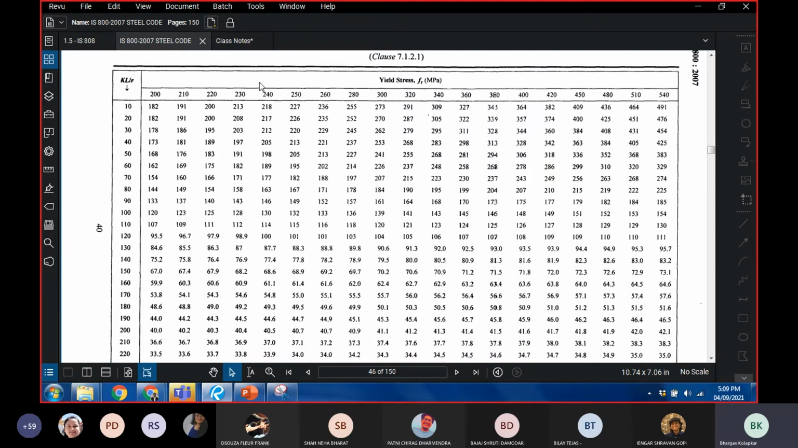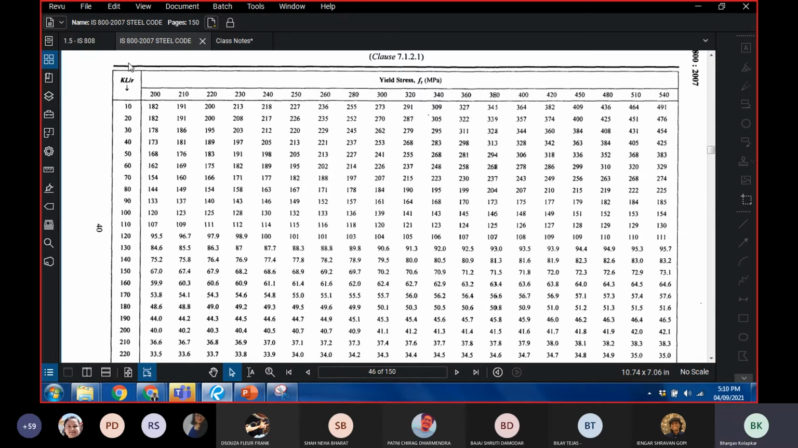Then when we go in the vertical direction, for example, if we say Fy 250, as KL upon r increases, all these values decrease, because the critical stress is inversely proportional to KL upon r. So as KL upon r increases, fcd and hence Pd decreases.